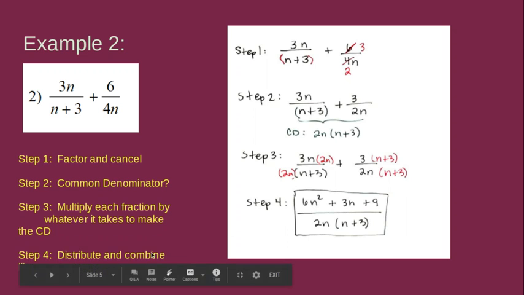Now step 4, distribute and combine the like terms. So on top here, 3 times 2 is 6, n squared. And then here I'm distributing 3n plus 9. If I could have added any of those together, if they were like terms, I would have done that. But in this problem, I think we're good to go. Now, don't worry about factoring this numerator. I don't think it will factor. I'm not going to take the time to think about it, but it's good to go. Just leave it like that.